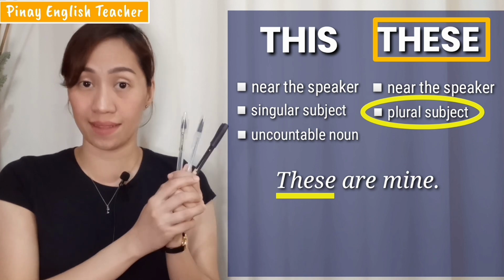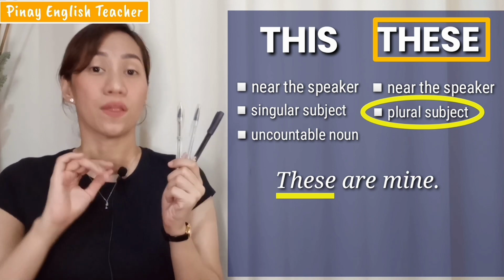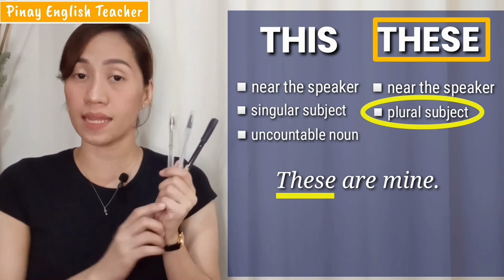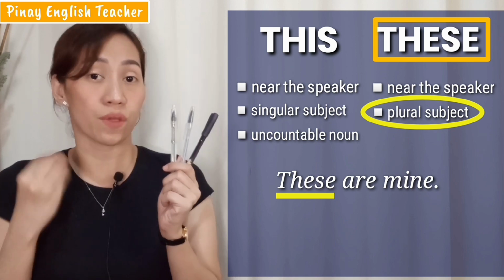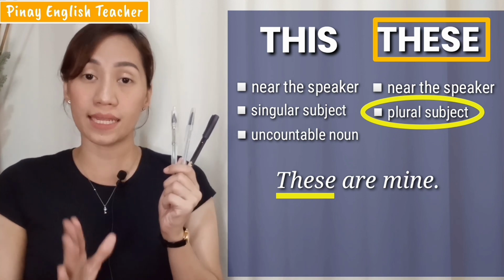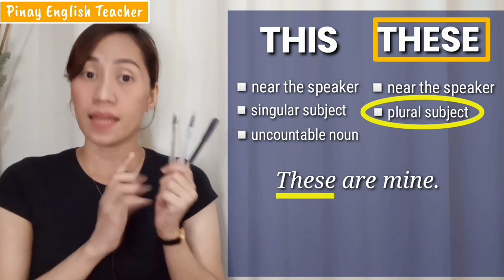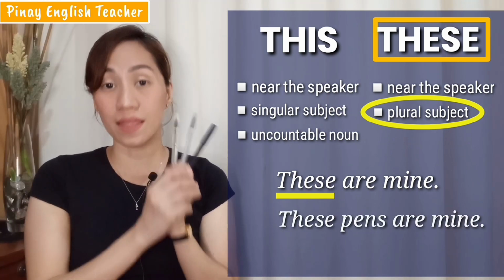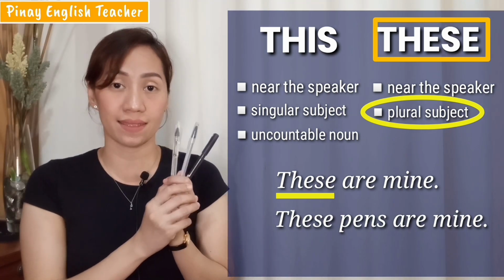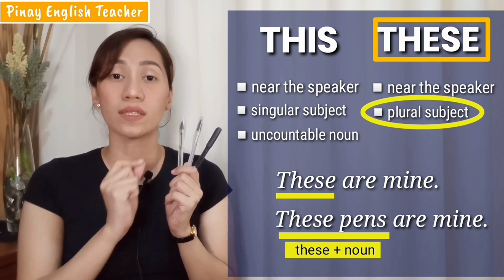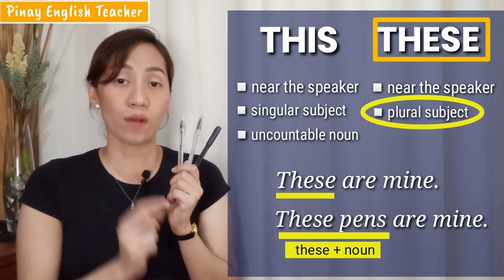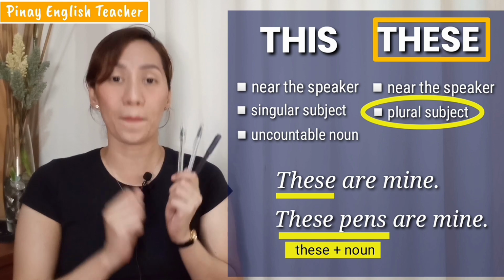These are mine. Pwedeng these lang, yan yung subject natin sa sentence na yan. Of course, pag sinabi kong these are mine, obviously, tinutukoy ko yung pens na hawak ko. Pwede rin, these pens are mine. These, tapos, a noun. Yung noun sa sentence na yan is yung pens.